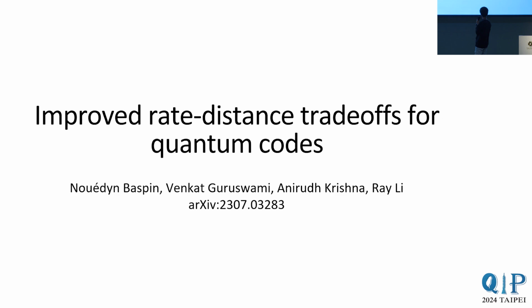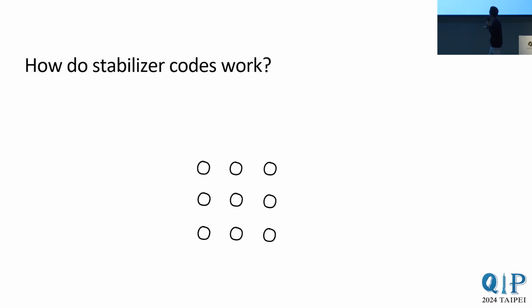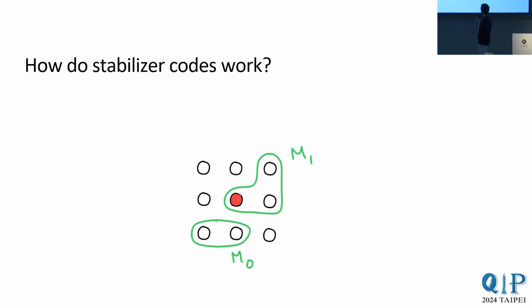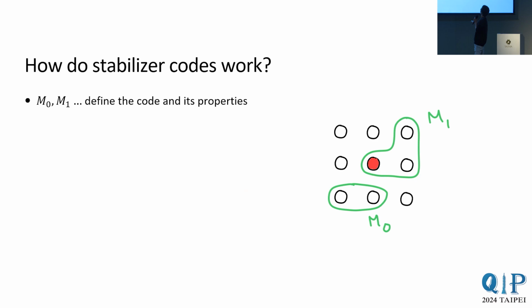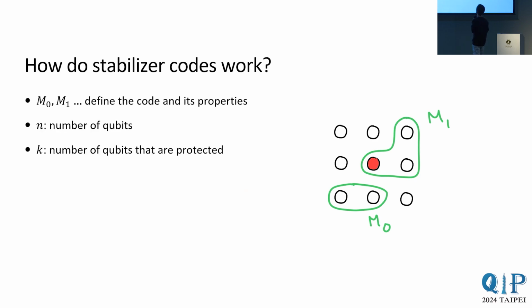Great, yeah. So let's look a little bit at how stabilizer codes work. Imagine you have a bunch of qubits. One of these qubits might be corrupted at some point by an error. What a stabilizer code is going to do is perform some measurements. So like here you have M0, M1, and the point of these measurements is to identify where the error is, to potentially correct it.